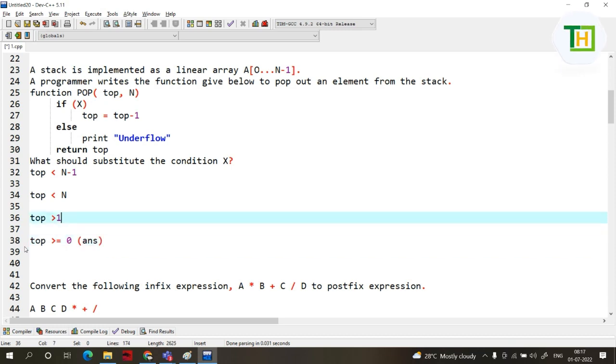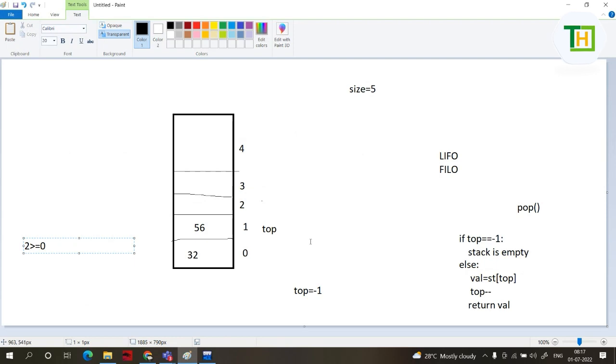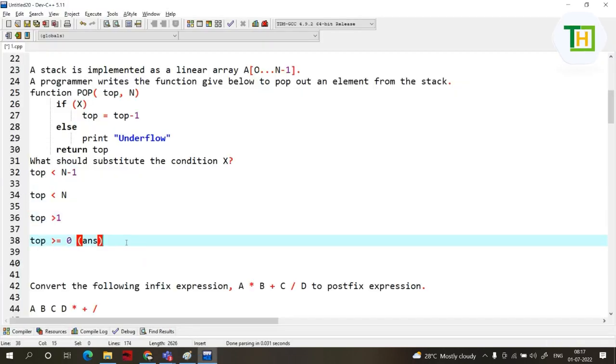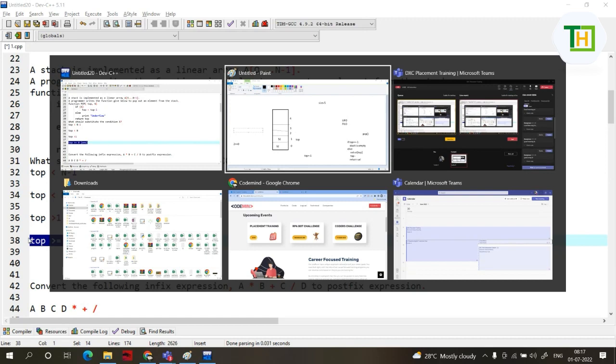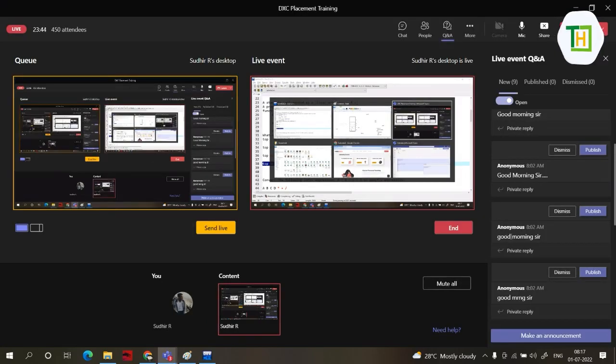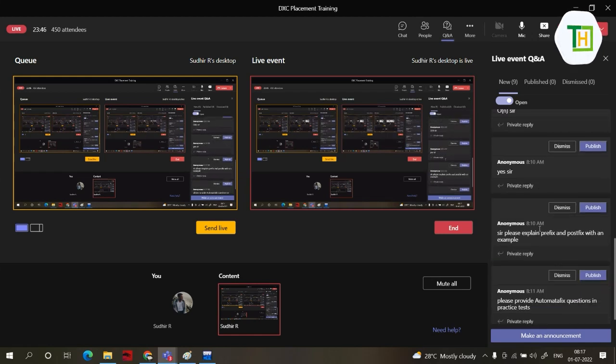For example, if you are working with this one, top is greater than 1. Just observe here, now top is at this position. Is 1 greater than 1? No. That means there are two elements, and it is telling that it is not possible to delete. That's why I have to go for this option: top is greater than or equal to 0. We can delete it. If the top is less than 0, we cannot delete it.